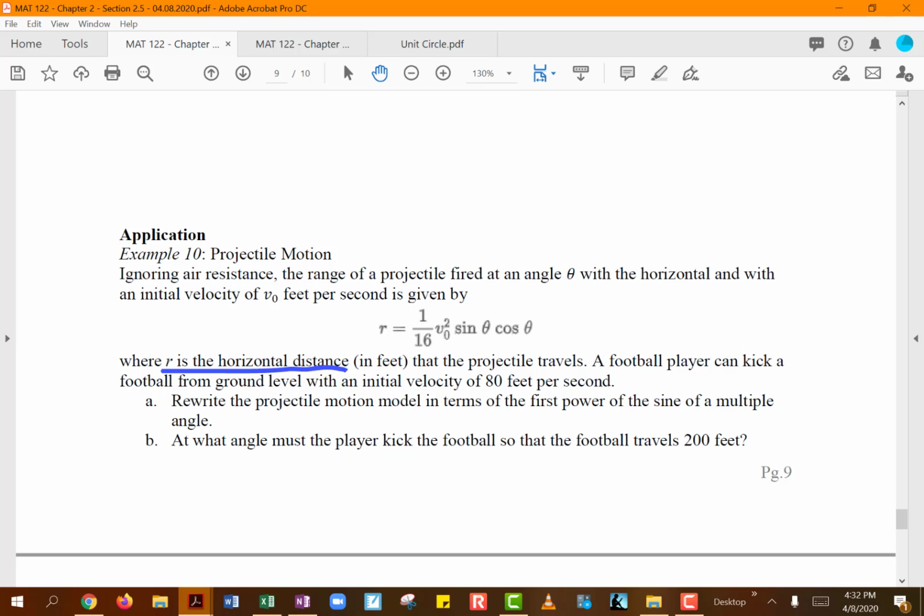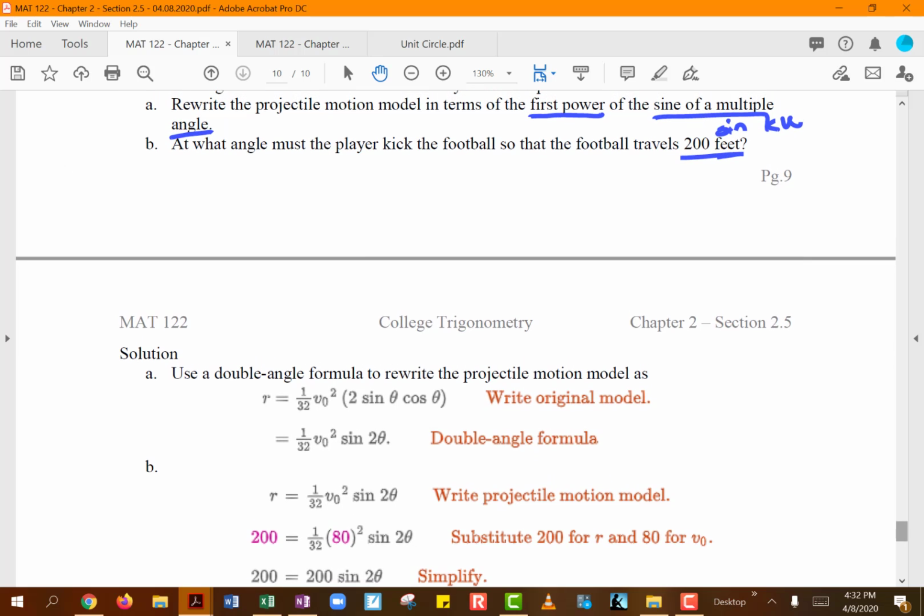First thing, they're asking us to rewrite the projectile motion model in terms of the first power of the sine of a multiple angle. So they actually want us to rewrite that equation using the first power of a sine of a multiple angle. So remember, sine of a multiple angle is going to be in terms of sine of k times u. And then of course part B, they're saying at what angle must the player kick the football so that the football will travel 200 feet. So they just want to know what that theta value should be if that distance r is going to be 200 feet.